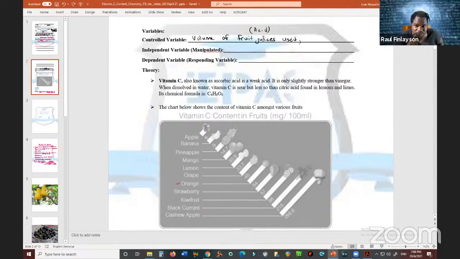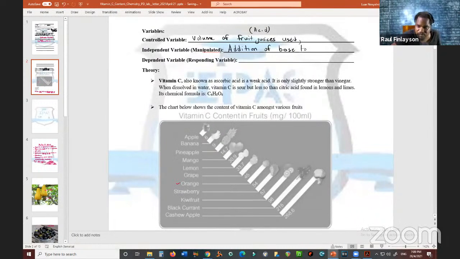Now what would respond now? And then there's a good thing here. We're going to find out the manipulated variable. Now in this case it is going to be what? When you add base to it. So addition of base to acid. All right. That's the one that we are going to adjust.